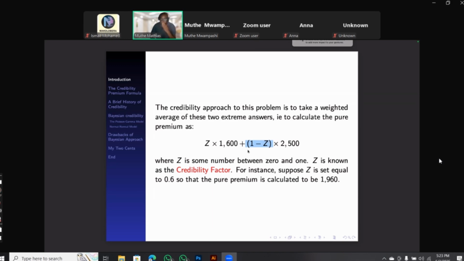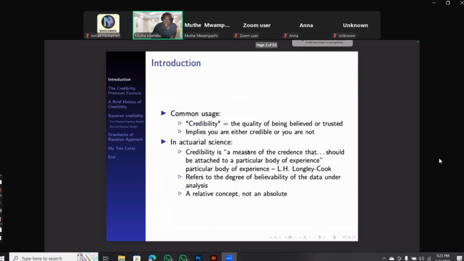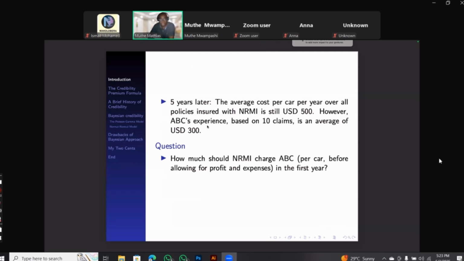I don't know if that makes sense. So maybe back to the motivating example, which I asked you at the beginning, after 5 years, you said maybe we should charge, let's say 500, right? Because this one here is actually based on the experience, right? And then maybe we said let us charge, let's say 300. Why? Because this one here is based on the data from the company itself, which is more relevant, right? So now we are saying probably a good approach is to take the weighted average. So you take Z, you multiply by this one here, and then you take 1 minus Z, you multiply by 500, right? Where Z is a number between 0 and 1.